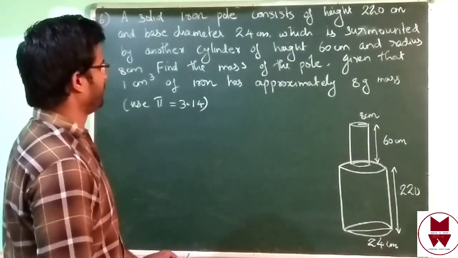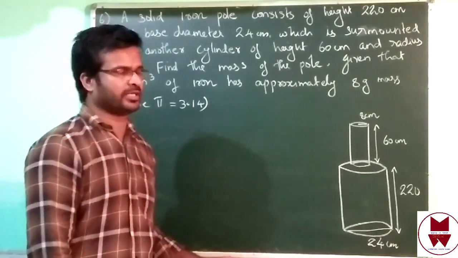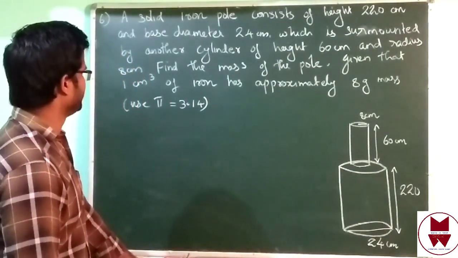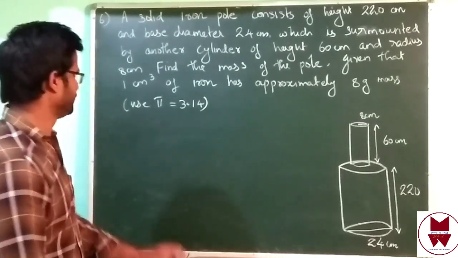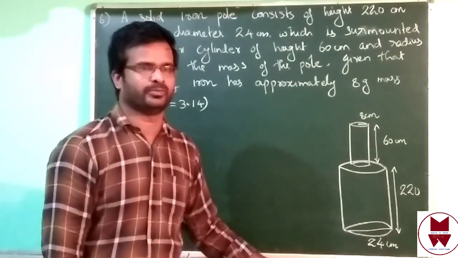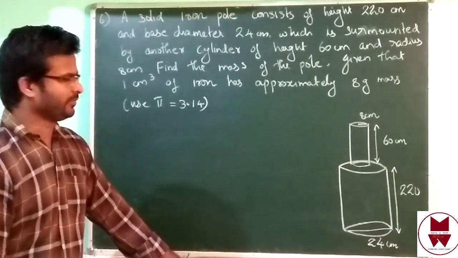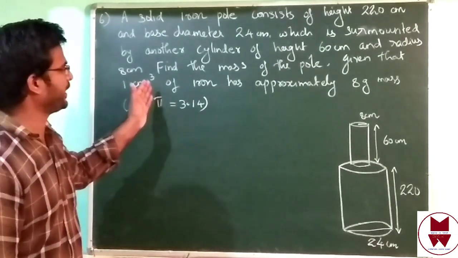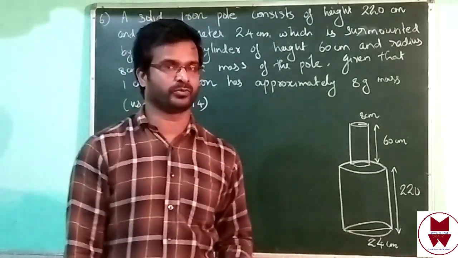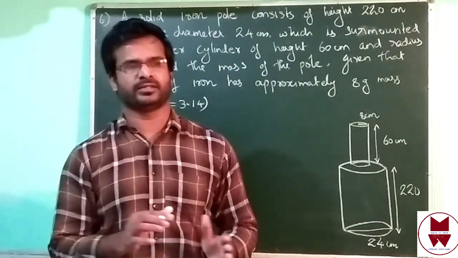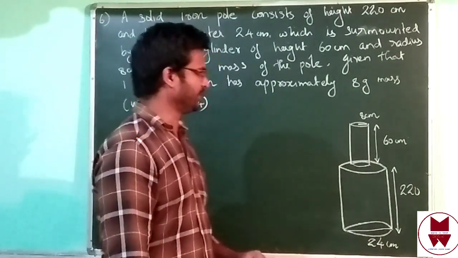Find the mass of the pole given that 1 centimeter cube of iron has approximately 8 gram mass. Use pi equal to 3.14. In this question, pi is already given, that's why don't use 22 by 7, you have to use 3.14. And then what we will find out? We have to find the mass of the pole. Mass means first we have to find out volume. Volume and mass are directly related, that's why first find out the volume of this figure.